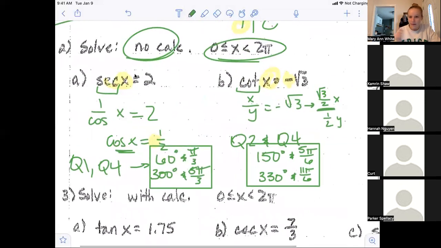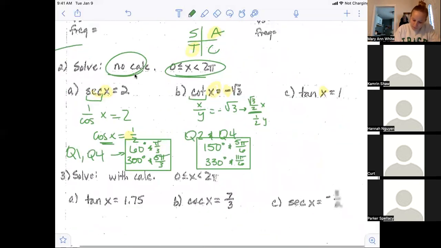Any questions yet? We're kind of combining all these skills. Any questions? All right, the last unit circle before we get our calculator out.